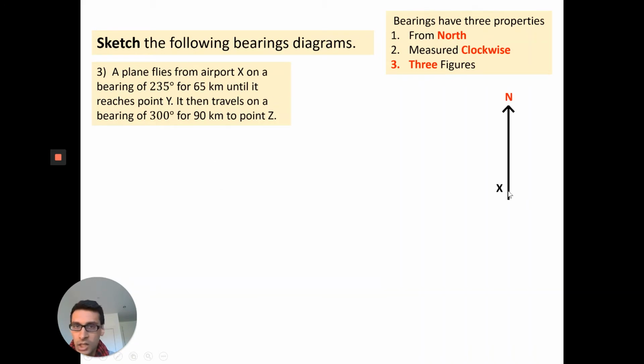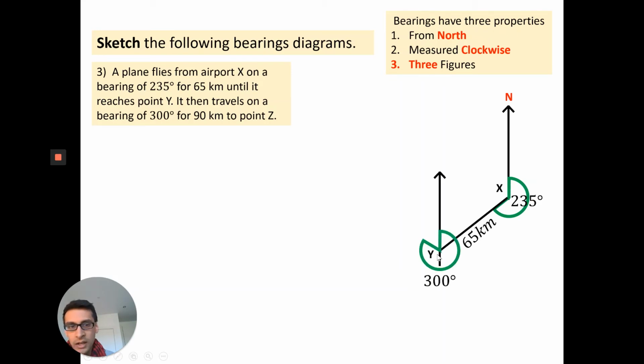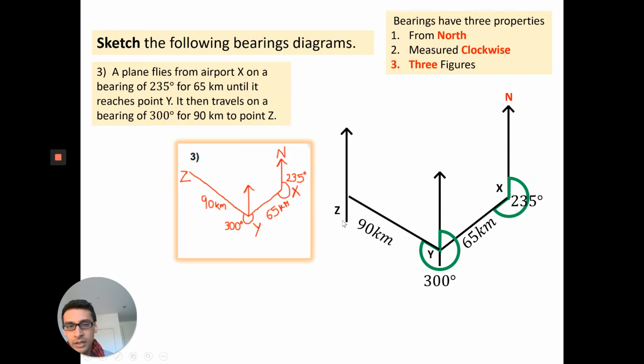X on a bearing of 235, so it's not greater than 270, so it's not going to go left, it's going to go slightly below that. So 235 would look like that. 65 kilometers and until it reaches Y, and then it travels 300 degrees, so it's bigger than 270, less than 360, so it's going to go up to the left, label it, and there's your diagram. That's what you should have in your books.